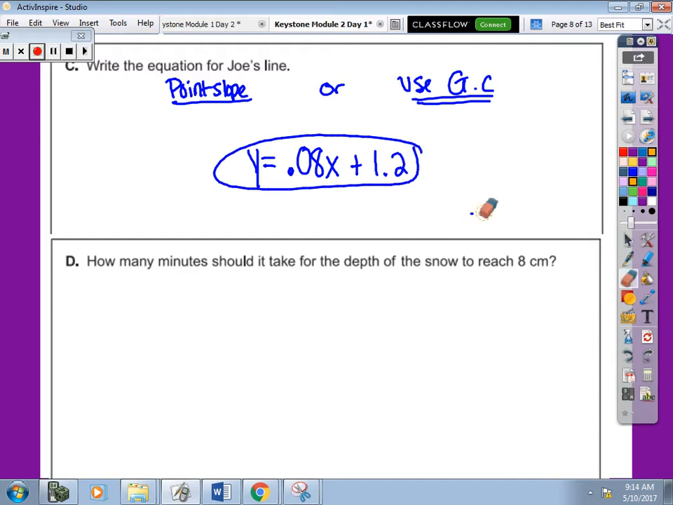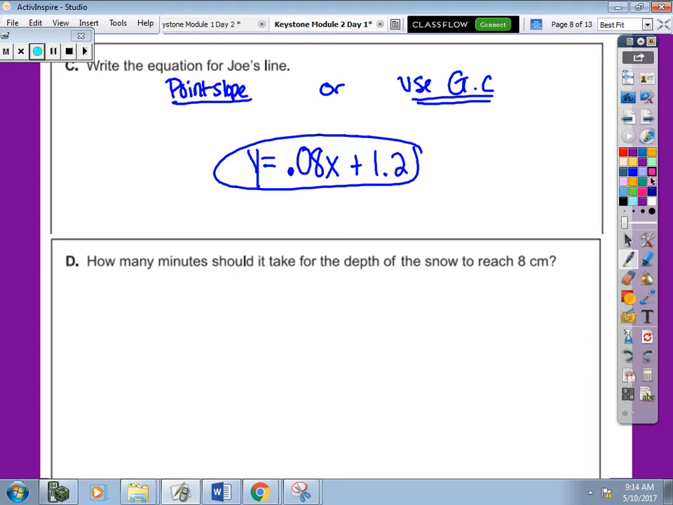Option 1's great. Now, they didn't ask you this, but just as an extension question while we're here, if they said, what does the y-intercept represent in terms of the problem? What would you tell me that the 1.2 stands for? Jonathan? There's already 1.2 centimeters on the ground. Good. There was already 1.2 centimeters of snow before the snow started falling, because it had said he already had snow on his driveway. Apparently he doesn't keep up with the shoveling.